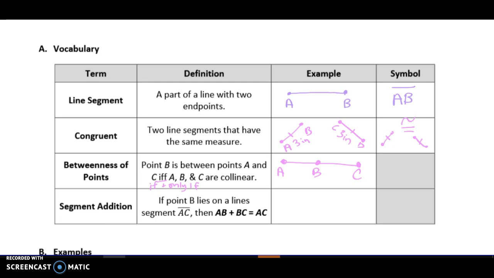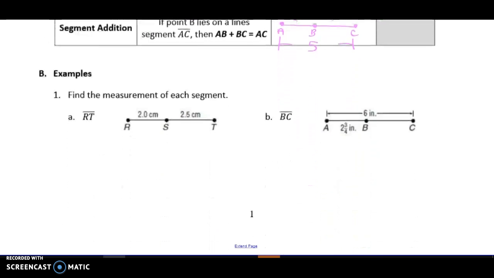And then with that, if our point B, we get the segment addition property. If the point B lies on the line segment AC, then AB plus BC is equal to AC. That should make sense. I have this portion of the line segment AB plus the other portion of the line segment BC. That makes sense that the whole thing is equal to the sum of the parts. So AB plus BC would have to equal whatever the whole length AC is. And that's pretty much the main gist of what we're doing for today.